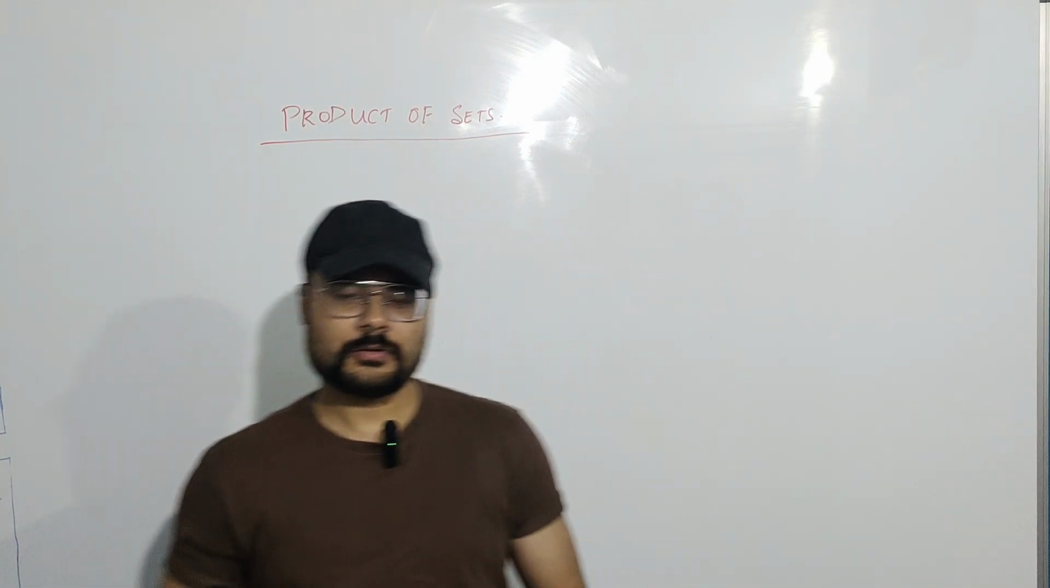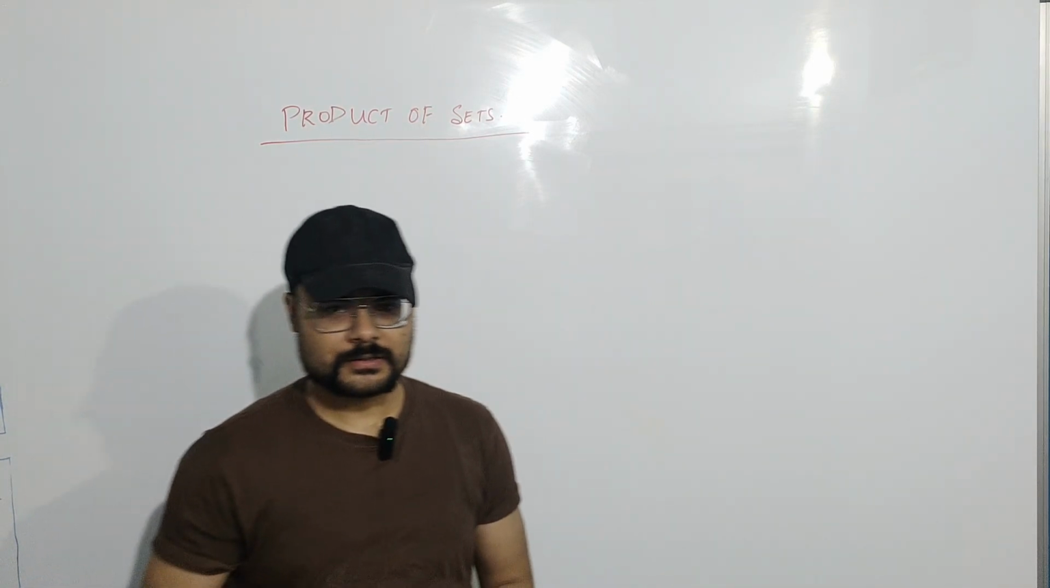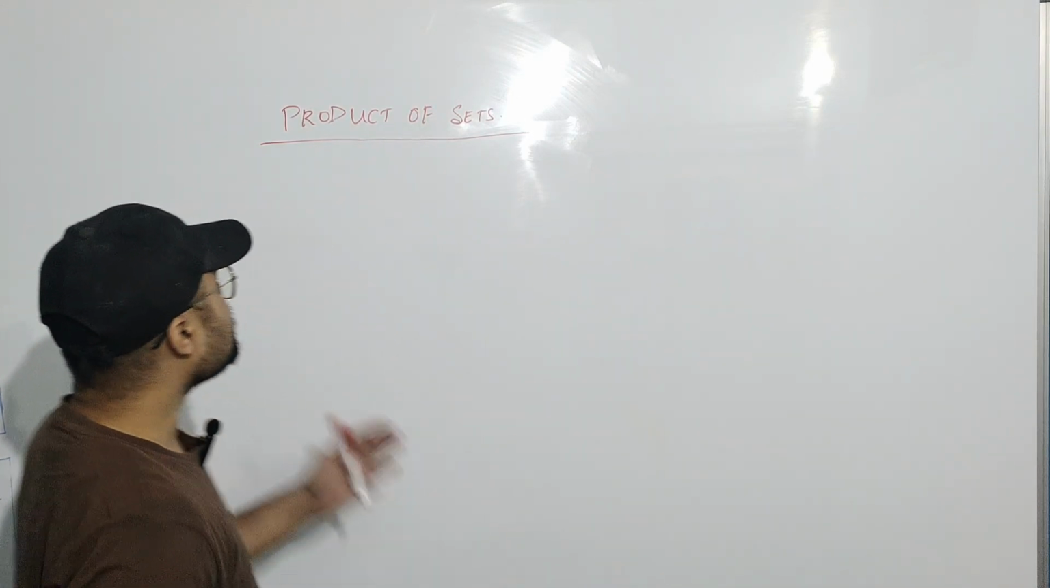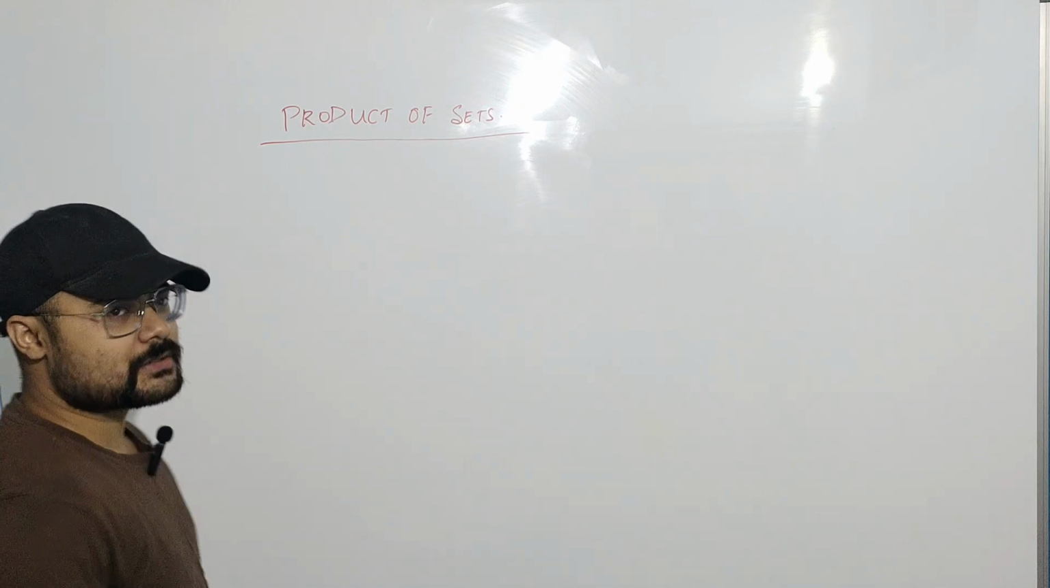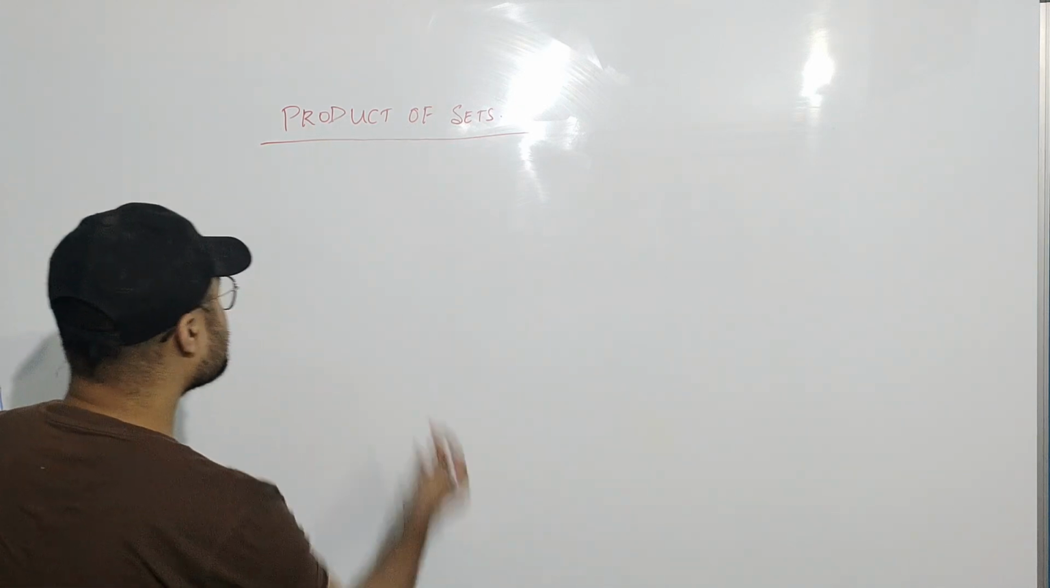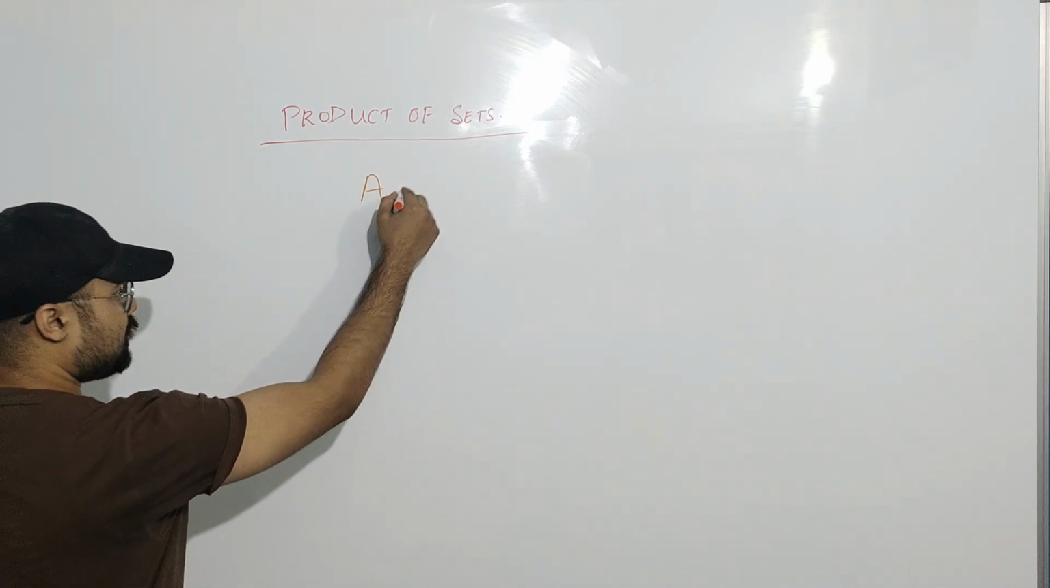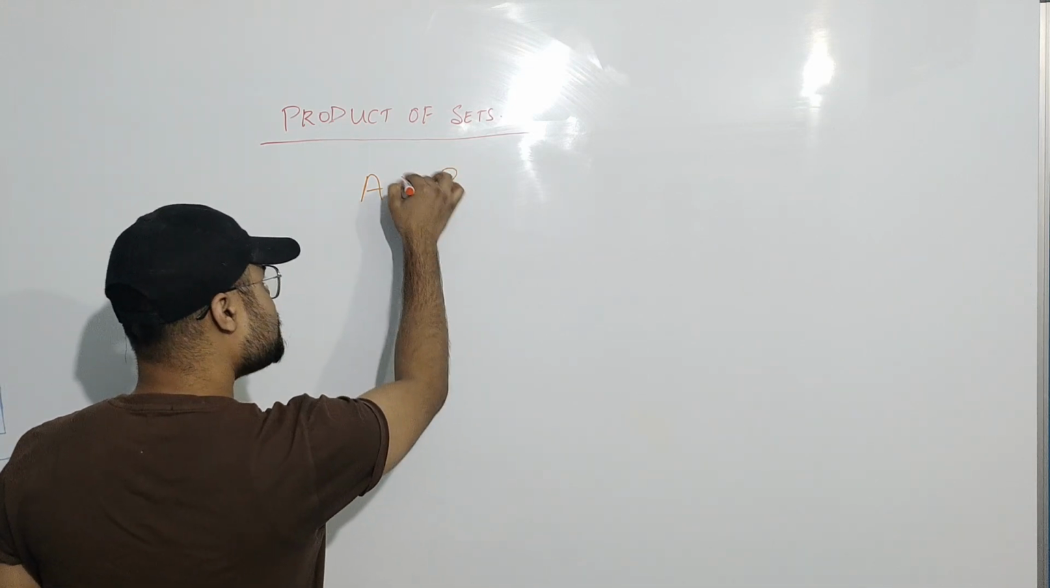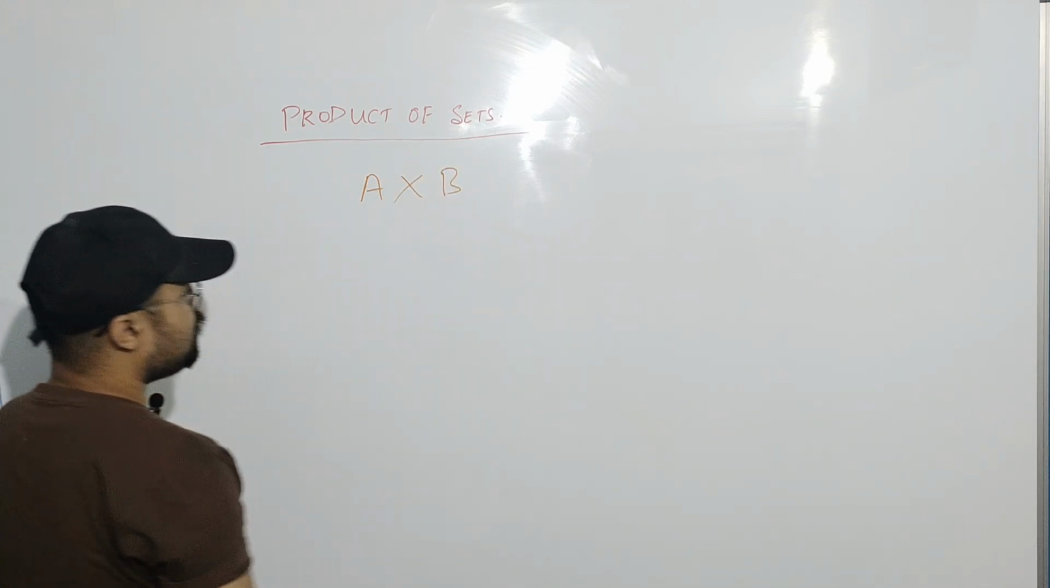Now in this video, let's look at the product of sets. So what is the product of two sets A and B? Let's say you have two sets, a set A and a set B. Then what is A cross B?